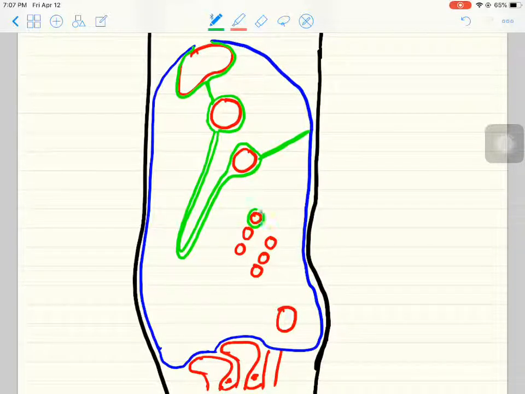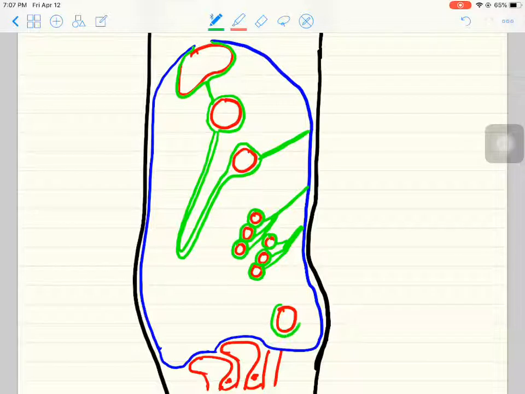Same as here, covering the small intestine, the jejunum, and attaching to the wall. The ileum, covering the ileum and attaching to the wall. The sigmoid colon, attaching to the wall, double layer. This is a double layer.